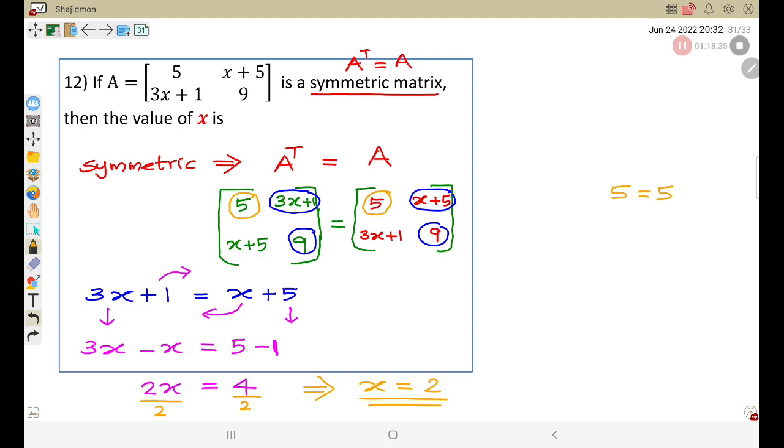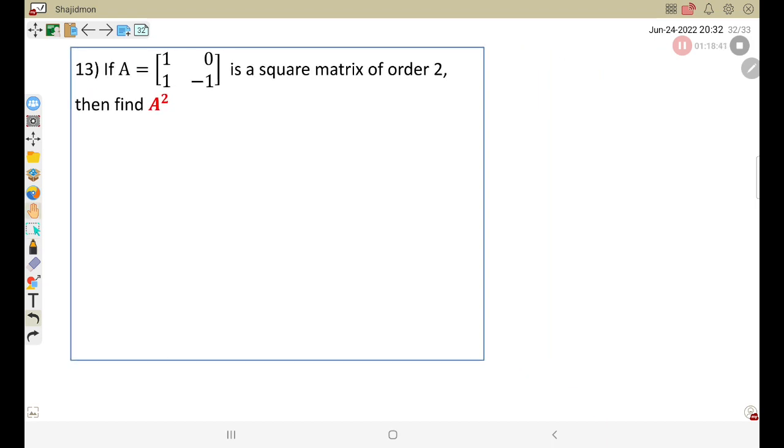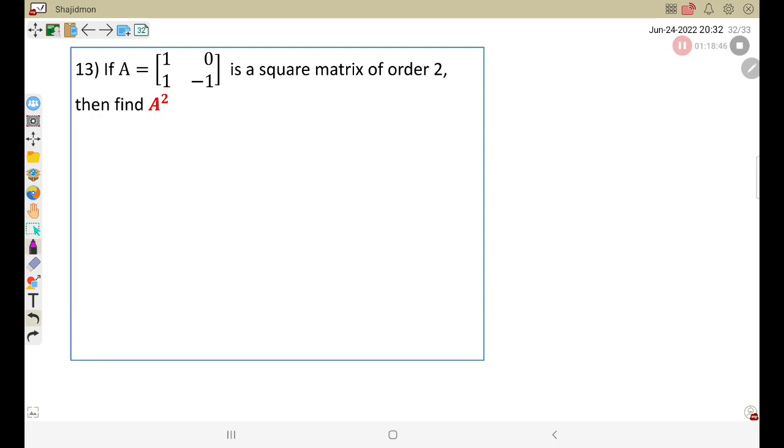Hope you understood. Now, the last question. Question number 13. If A equal to matrix 1, 0, 1, minus 1 is a square matrix of order 2, find A square. What is A square is the question. Okay. You know what is A square? How are we calculating A square? A power 2. A square means A multiply A. That is the meaning of A square. A multiply A. Correct? Like X square. X square means X multiply X.